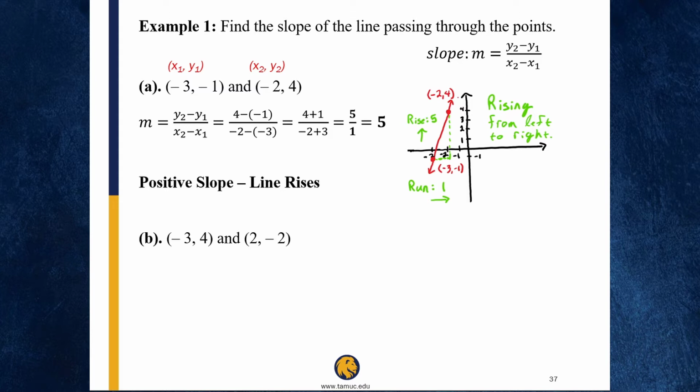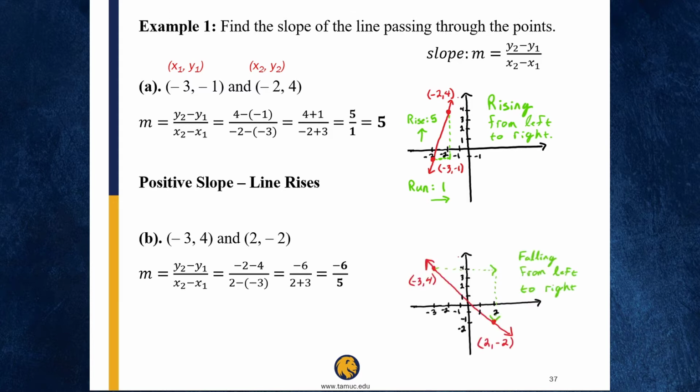For the next set of points, -3, 4, and 2, -2, if I plug those numbers into the slope formula, it would go -2 minus 4 divided by 2 minus -3. And when I calculate that, I get -6 divided by 5. This is what the 2 points would look like with a straight line drawn through them. In this case now it goes forward 5, but then goes down 6. Since it's a negative slope, we actually have the line falling from left to right.